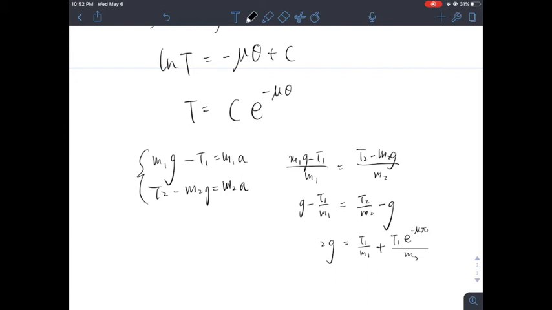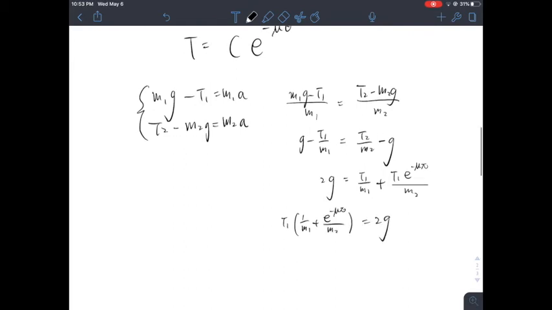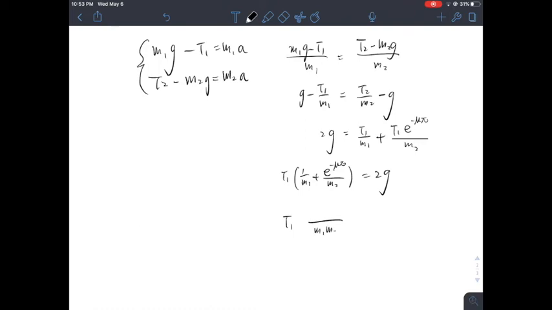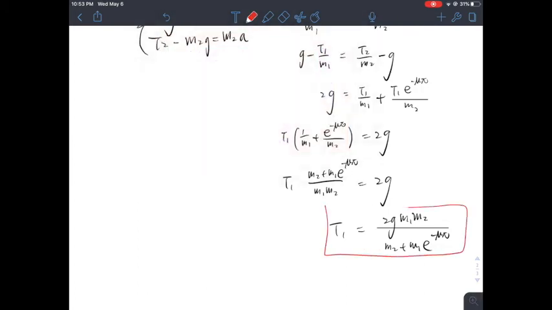So we have T2 equals T1 times e to the negative mu pi, divided by m2. Then we factor out T1, and we get this expression times T1 equals 2g. Then we divide both sides by this messy expression. We get T1 equals 2g times m1 m2 divided by m2 plus m1 times e to the negative mu pi. Okay, now we have solved for T1. That was our first solution.